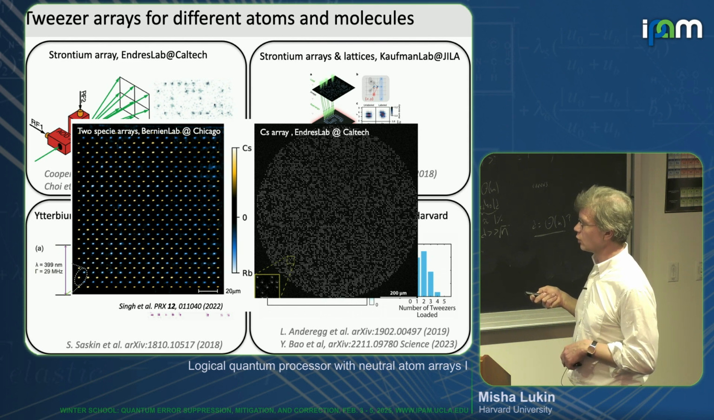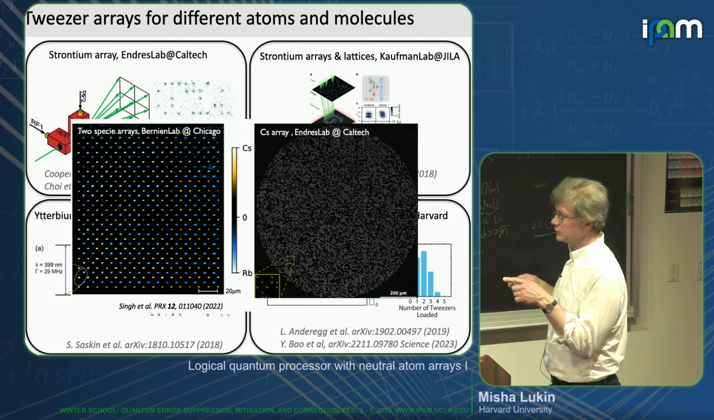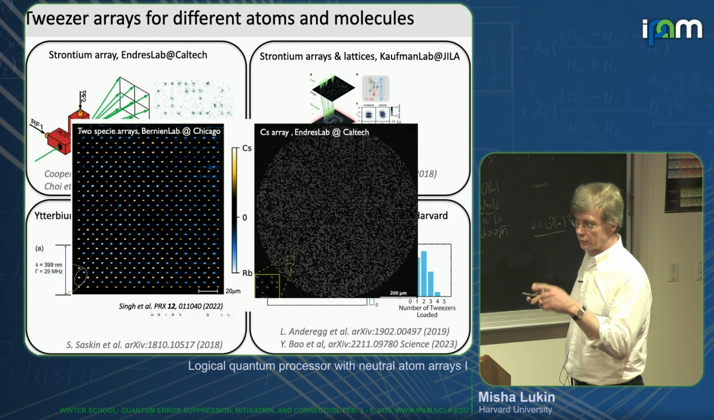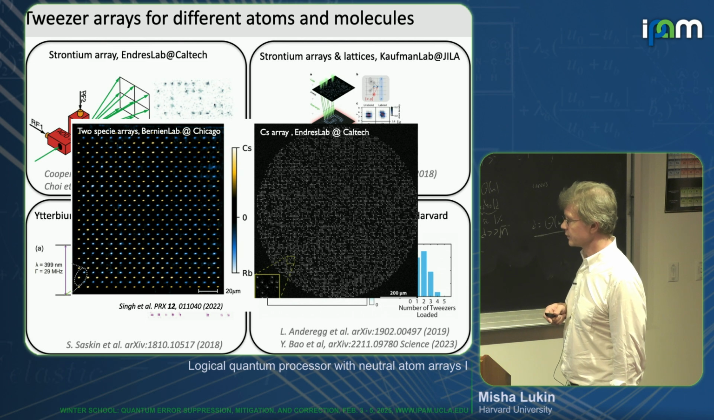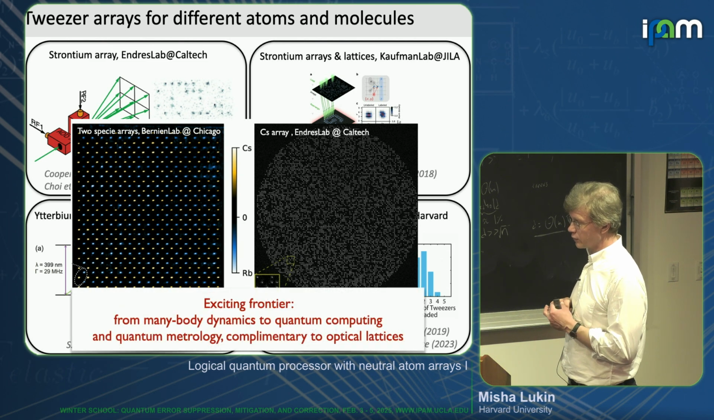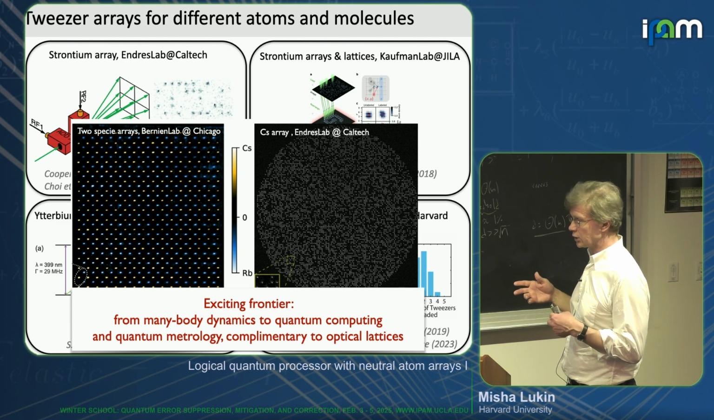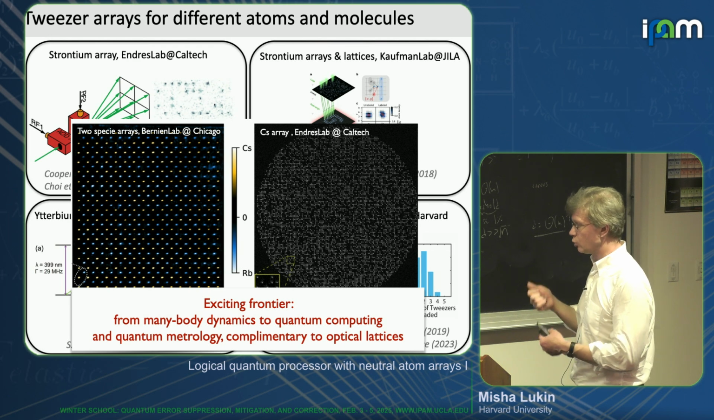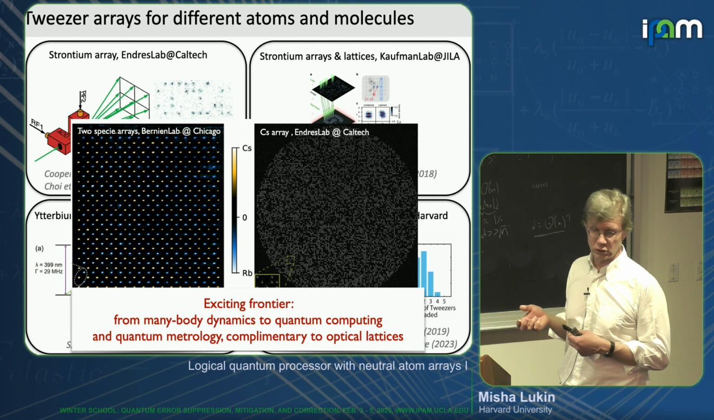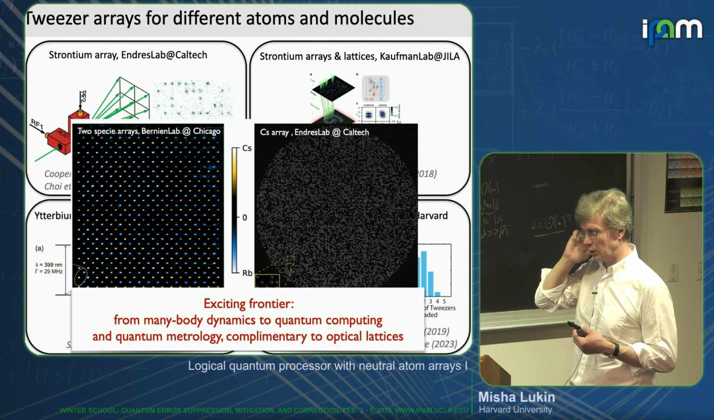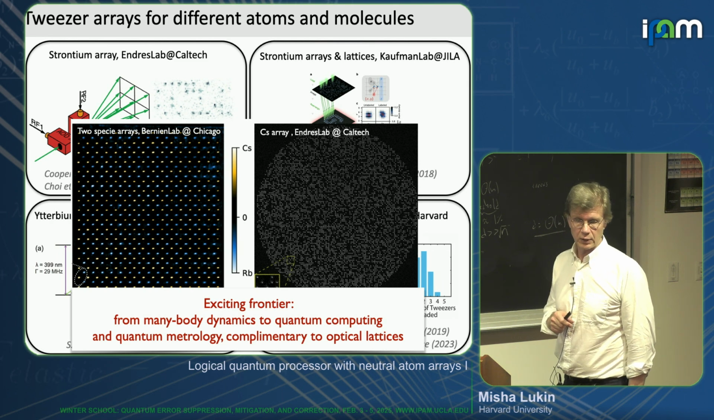in Hannes Bernien's lab, who at the time was still in Chicago. And this is an array of over 5,000 cesium atoms, from not too far from you, from the Caltech group of Manuel Endres. But basically, this is a very exciting frontier because, as I said, the same principle, the same system, can be applied in many different directions. You can study quantum simulations, many-body dynamics, quantum computing, which this talk will focus on, but also, for example, quantum metrology. And all of these things turn out to be very complementary and exciting.